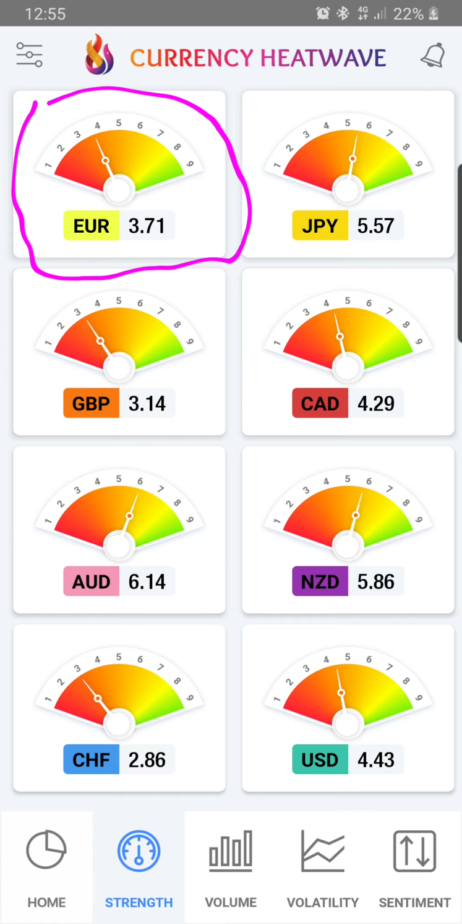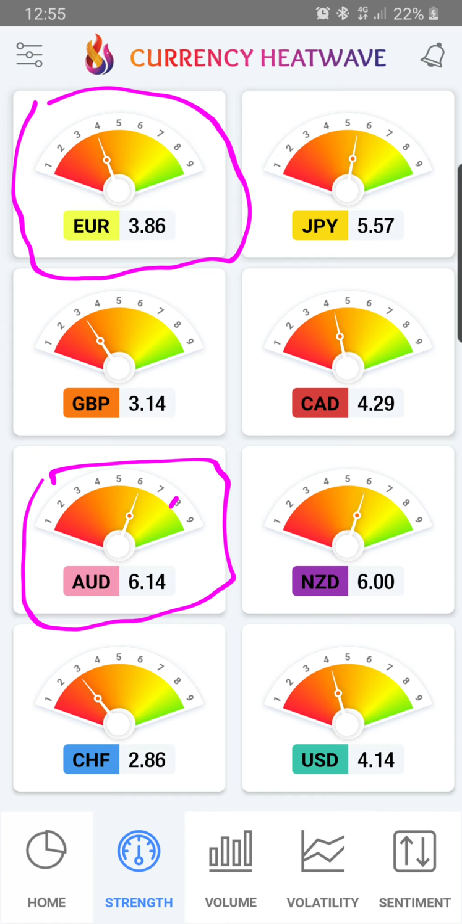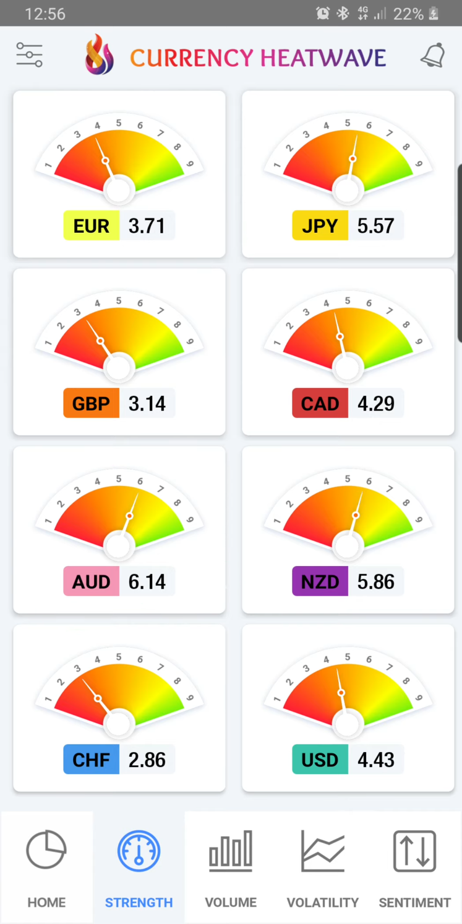Looking at this AUD, you have the pointer pointing to 6. It is in a neutral zone but slightly strong. So you can consider from 6 to 9 as strong, and from 4 to 1 as weak. Very weak is anything from 3 to 1. Anything between 1 and 2 is very weak.